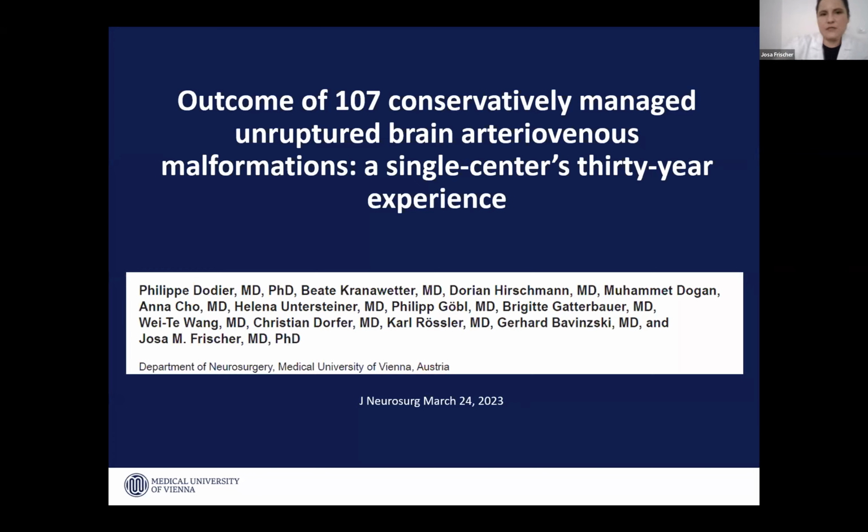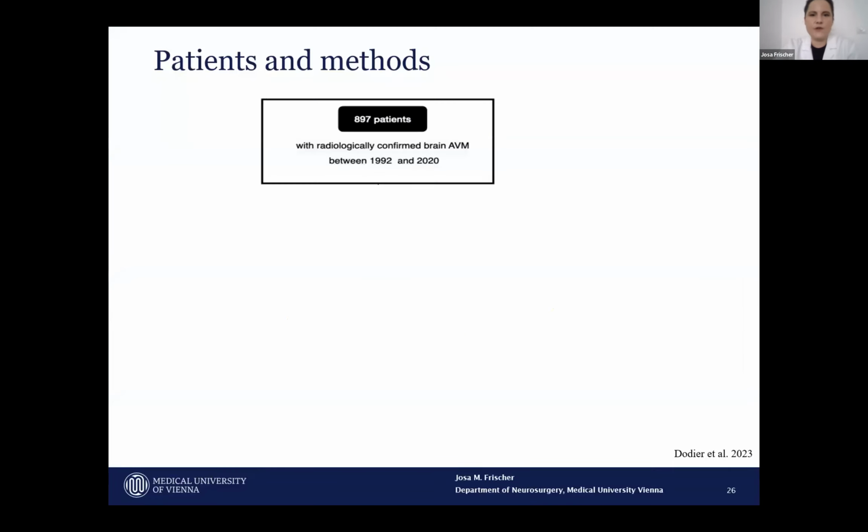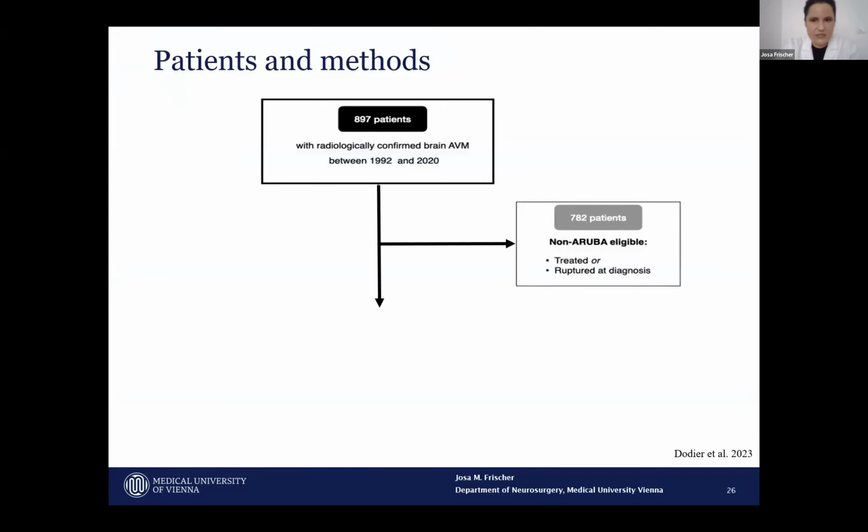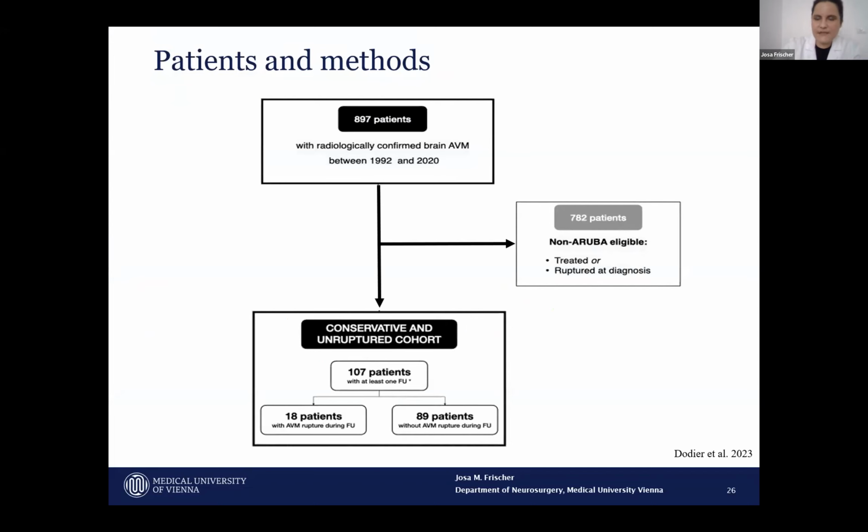So what we did is we looked at all our AVM patients that have ever been referred to our center, and a total number of 900 brain AVM patients had been referred to our hospital in the last 30 years. And of course, the majority of those patients had been treated or already presented with a ruptured brain AVM at the time of diagnosis and had to be treated because of that. However, 13% of those patients, of those almost 900 patients, for some reasons had been managed conservatively. The majority of those patients had been managed conservatively because of patient wish.